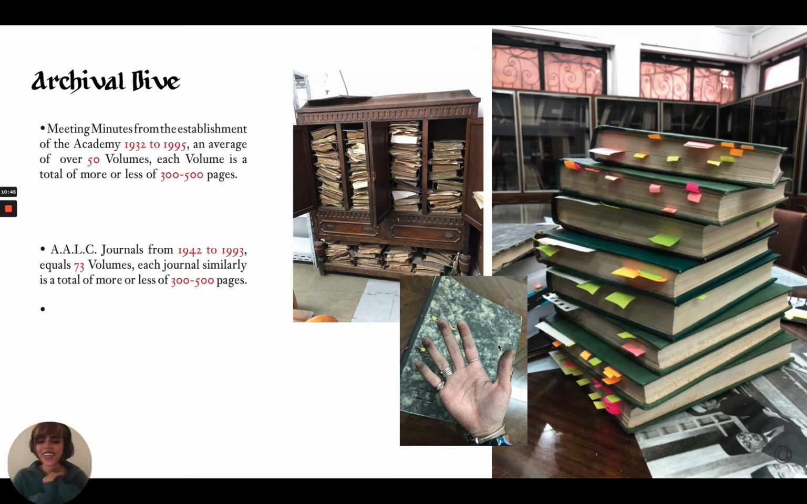All right, so here is an archival dive at the academy. This is just some pictures of the meeting minutes. I've looked into the academy from its establishment in 1932 until 1995, which equals about 50 volumes. Each volume is between 300 and 500 pages, and I was honestly shocked, but I think this was the best part of my research, honestly. Once it ended, I was like, oh no, I want to look into the archives again.